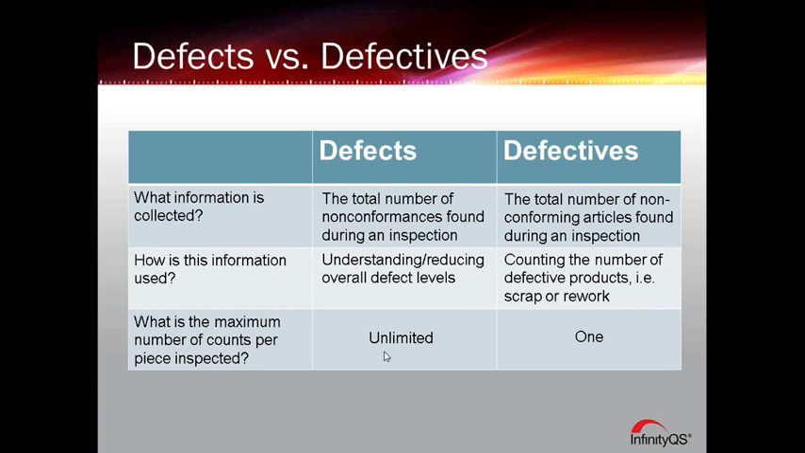If I tell the software I'm inspecting 10 bottles, and I choose a defects test as my setup, then my defects test will allow me to find as many defects as I want off of those 10 bottles. If I choose a defectives test, well, those 10 bottles, the maximum number of defectives had better be a maximum of 10, right? I can't find more than 10 defective bottles.